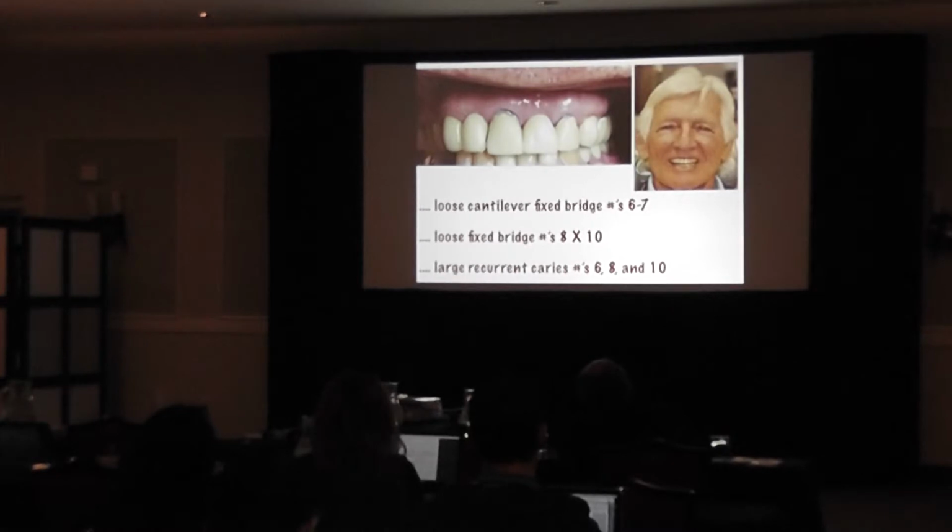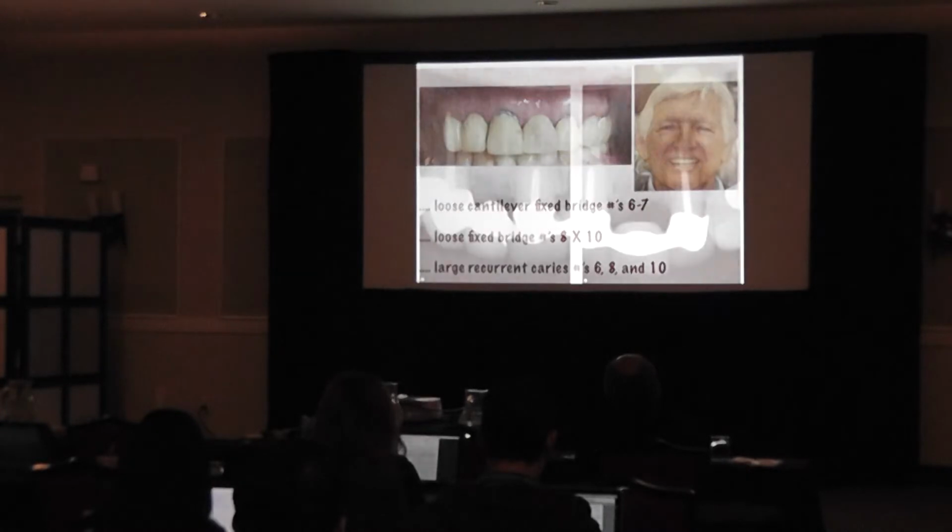This was a new patient to me. I've known him for a long time, but he had another general dentist that unfortunately passed away. And I inherited this patient, and this is the way he was. So what he actually has here is a cantilever 6 and 7, cantilevered into 7, and a 3-unit bridge on 8 through 10. Loose cantilever bridge here on 6 and 7, loose 3-unit bridge here with recurrent decay throughout.